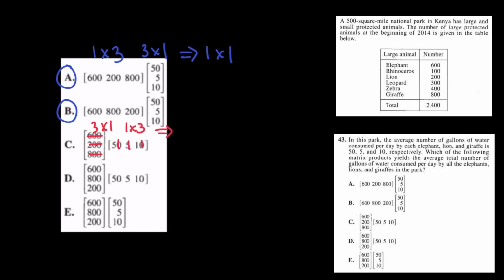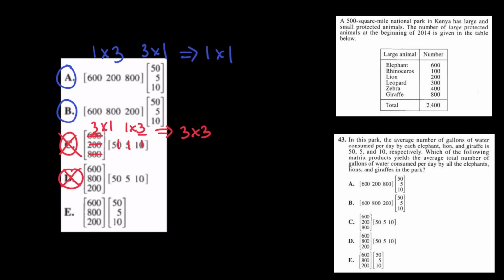So the output for C is going to be a 3 by 3 matrix. Well, that's way more information than it's asking. 43 is asking for one number. This would give us a 3 times 3, or 9 numbers, as our output. We don't want that. So C is gone as a possibility. Same with D, right? D is a 3 by 1 times 1 by 3. So D is gone too.